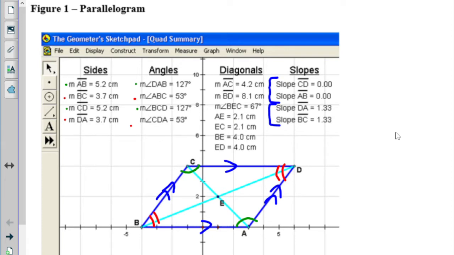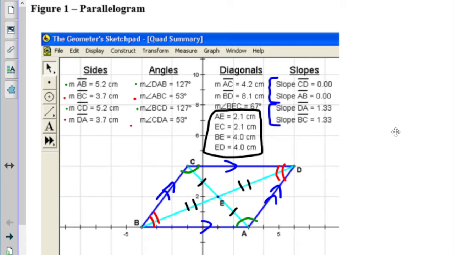Then over here, you'll notice that the diagonals are bisecting each other. A to E and E to C are both the same. So that diagonal is getting split in half. And then B to E and E to D are the same. And the other diagonal's getting split in half. There's some other measurements here, but they'll come more in handy with the next shapes that we're going to look at. So there's all of our properties of a parallelogram.